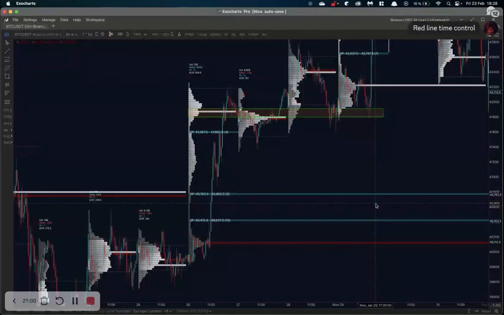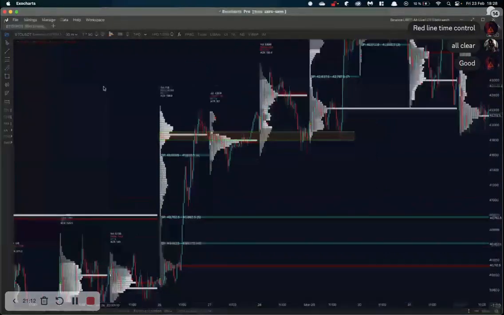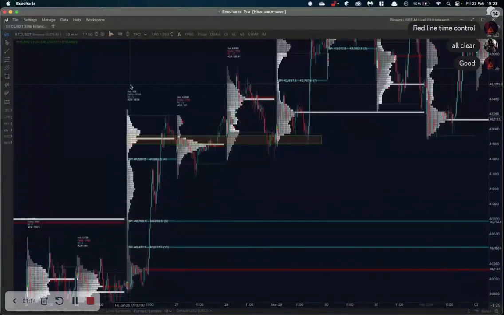Red line, yes, the red line is the time point of control, and the white line is the volume point of control. That's correct. All right, so moving on, we'll go over some live examples of this on some coins, to show you how this can be used in practice, basically.